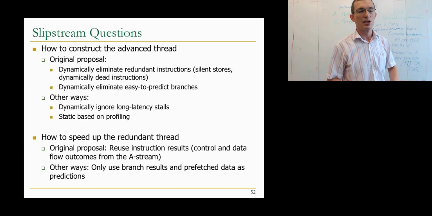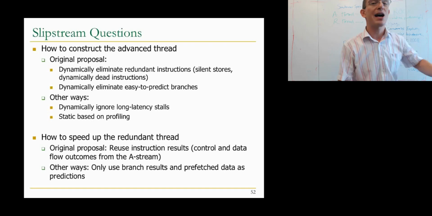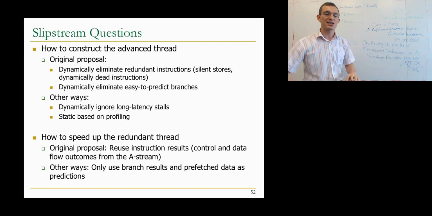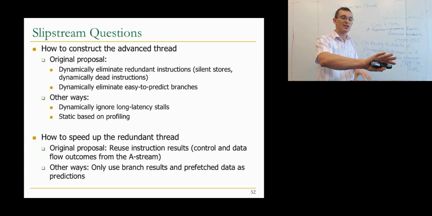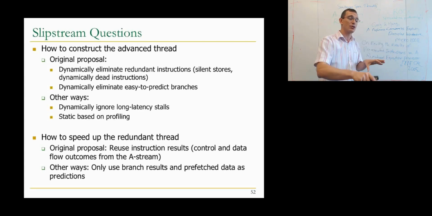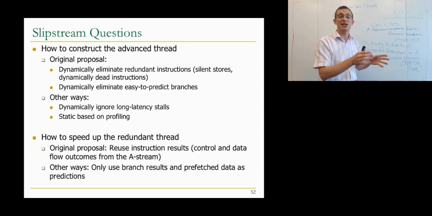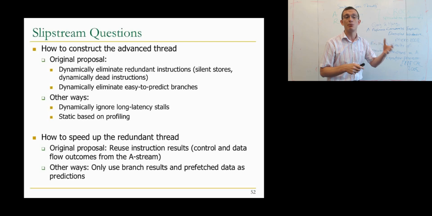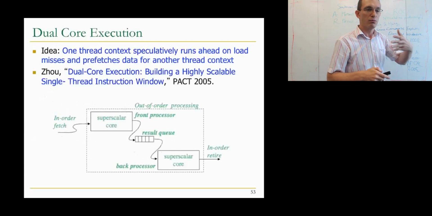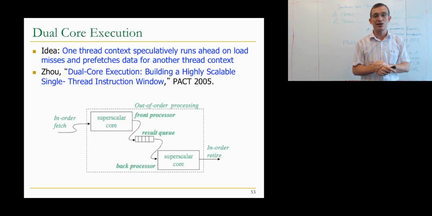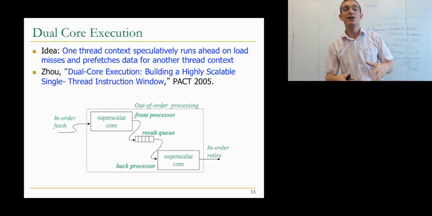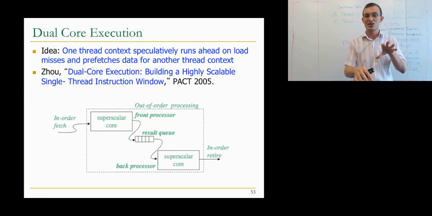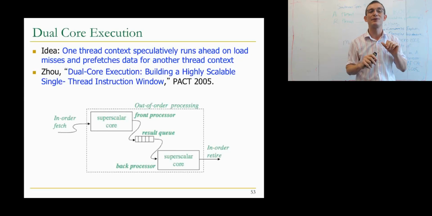So reusing the results of these instructions doesn't help that much in terms of performance, but it helps in terms of energy. Right? So it may be more interesting to design slipstream processors where the advanced thread prefetches data for the redundant thread, and the advanced thread also enables execution of mispredicted branches in the redundant thread in a more accurate way. So that brings us to something called dual core execution. Dual core execution is a similar approach to slipstreaming, except it designs the front processor and the back processor, or advanced thread and the redundant thread, in a different way.